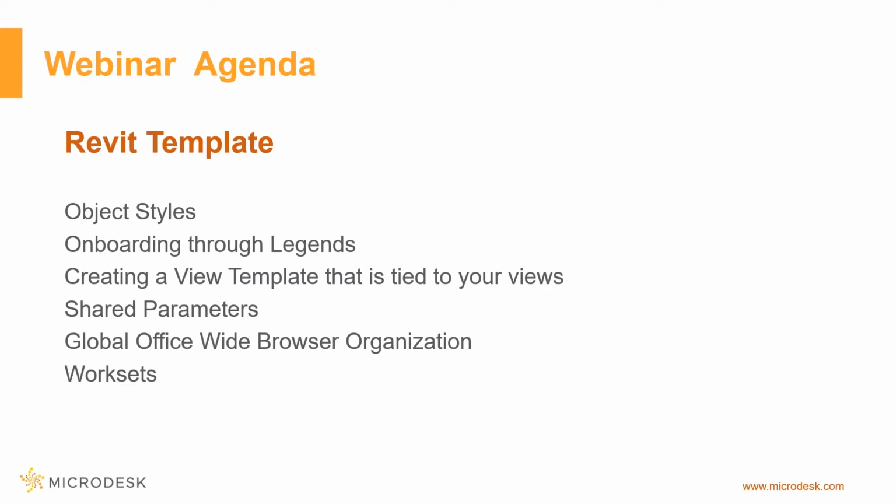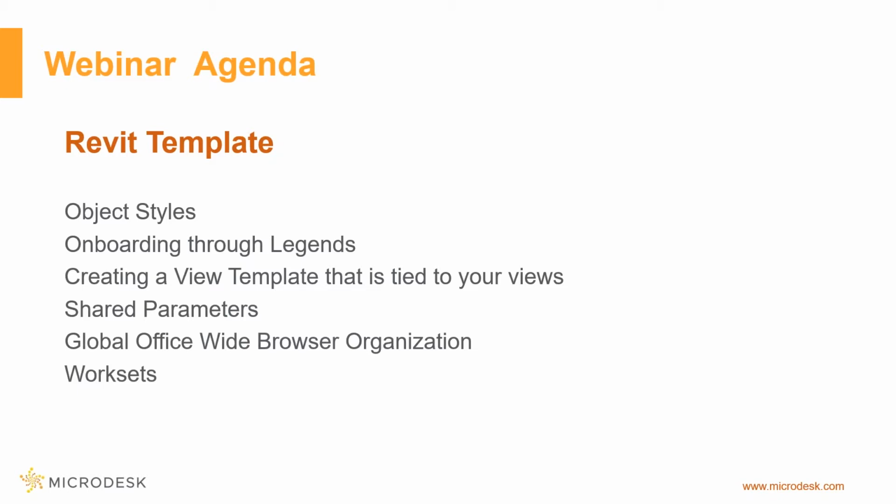So what is on today's agenda? We're going to be talking about the Revit template, which we have been talking about in the past. For today, though, I'd really like to get into the uncovered topics of how object styles work, how you can onboard a team through your legends, how you can create a view template that is tied to all your views and helps control how views are placed. We're going to open up a shared parameters text, and then we're going to go into, I think, the final dimension of how deep you can reach in terms of your browser organization if you were going on an enterprise or a global office level.